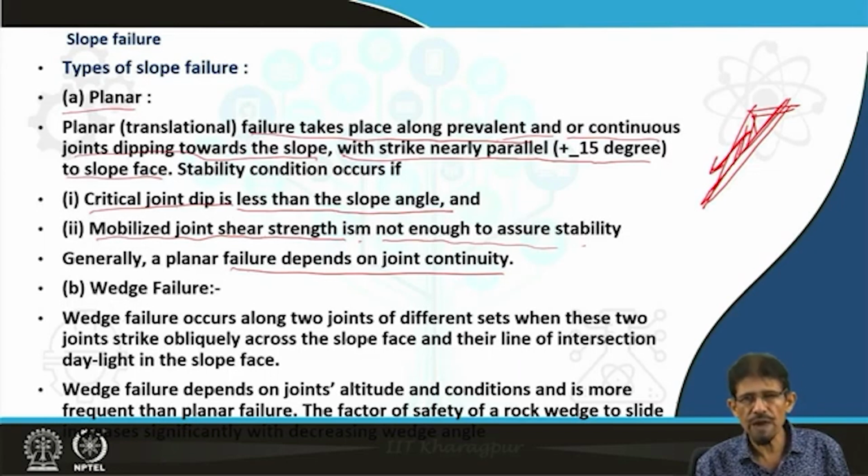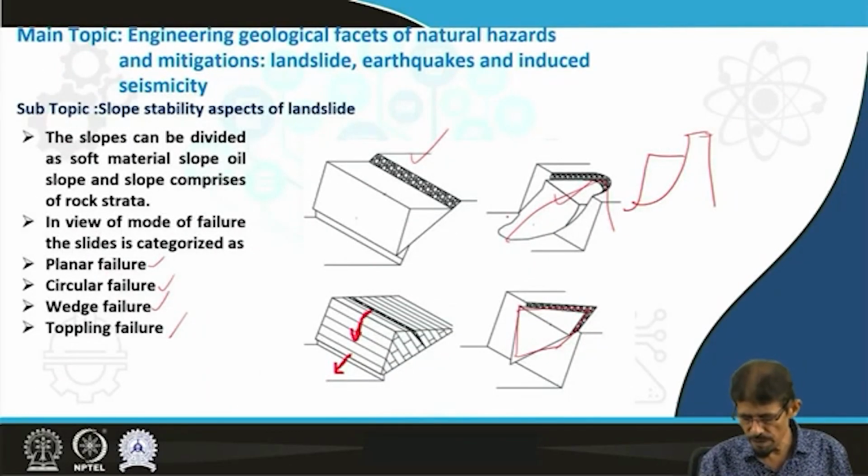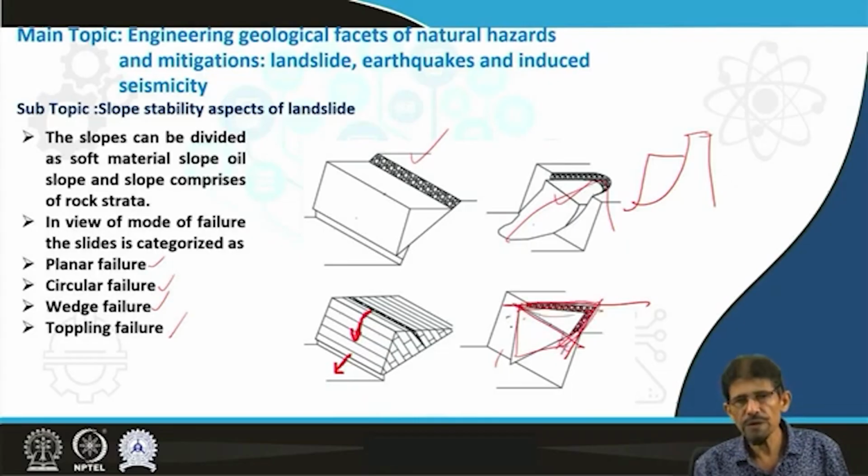However, in the wedge type of failure, the wedge failure occurs along two joints of different sets when these two joints strike obliquely across the slope face and their line of intersection daylights in the slope face. You can see one view. This is joint set 1, joint set 2 and then the joint face. If these planes intersect, there is a formation of a wedge type of slide.